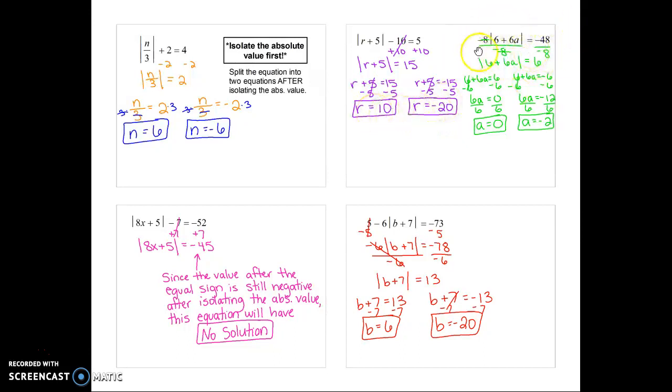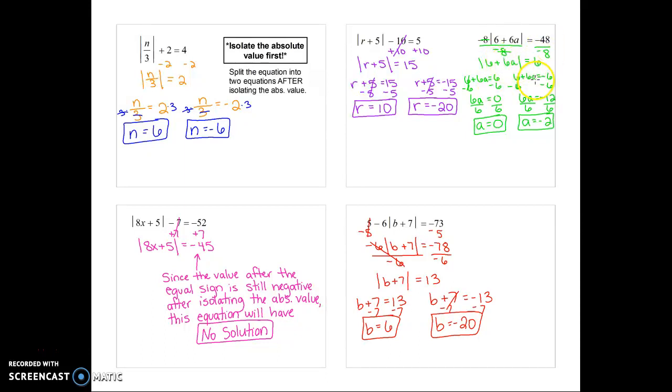In this example, we have -8 times the absolute value of 6 plus 6a. There is no symbol between the -8 and the absolute value bar. That means that it's multiplication happening there. So in order to undo this, you have to divide both sides by -8. And when you do that, you get your absolute value by itself equals +6.